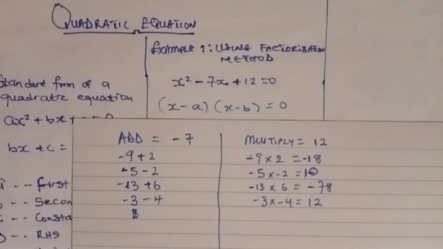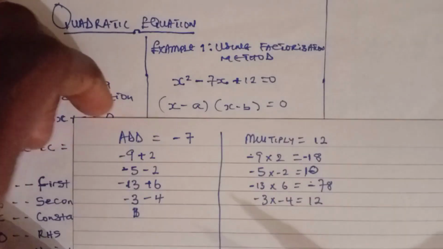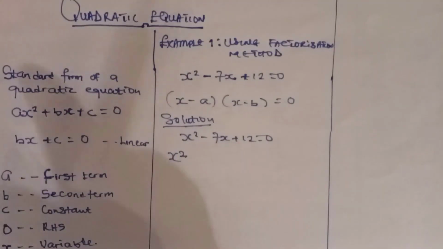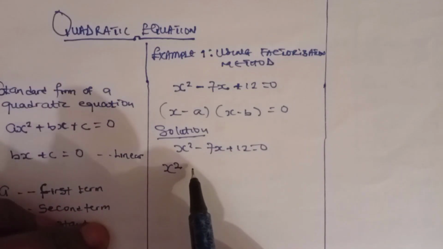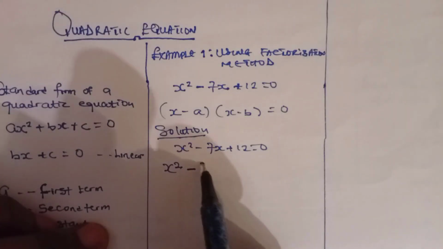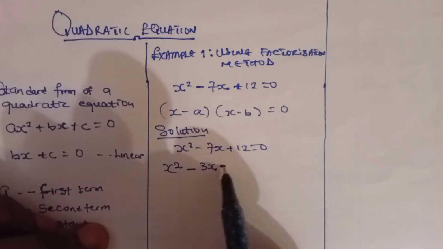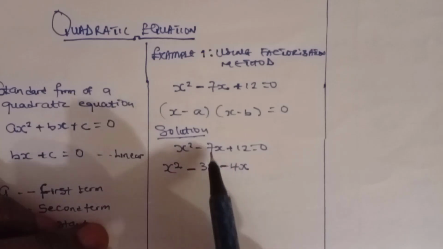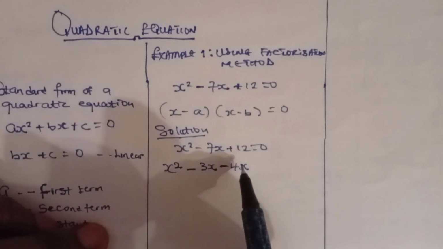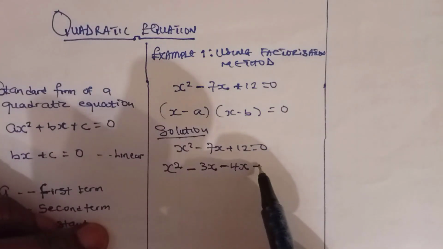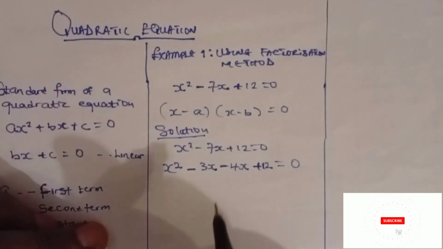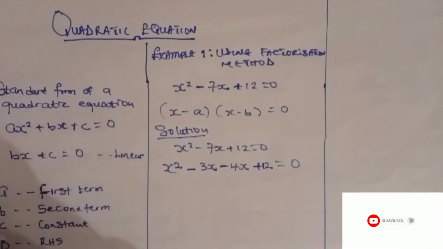So it simply means that I can replace the middle term with -3 and -4. So instead of writing -7x, I can write -3x and -4x. Why? Because -3x minus 4x is -7x. So it's just expansion. And then I can bring down plus 12 equals 0. Now when we succeed in expanding this, it is now easy to put it in a bracket.